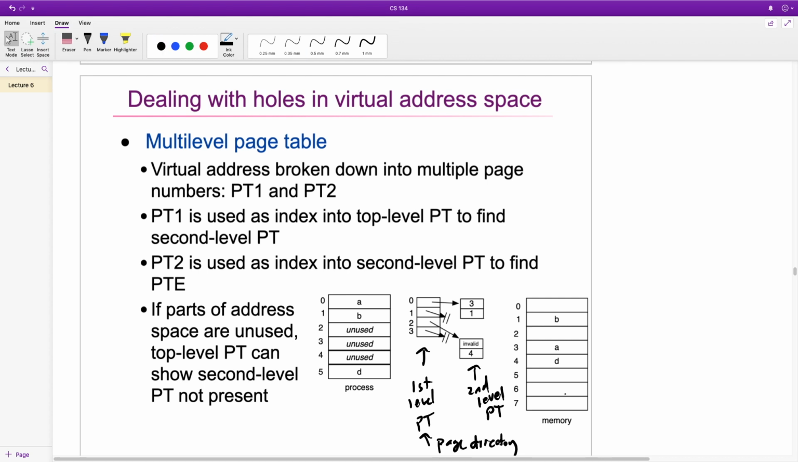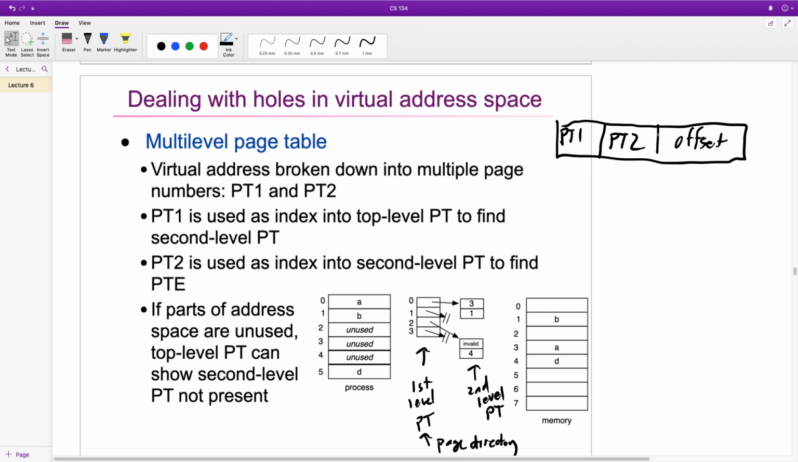So we break the address apart into multiple page numbers. What we've got in our address is our offset, and we have our PT1 and PT2. It's handy if these are the same sizes. They are the same size on x86. This is a very simplified example.